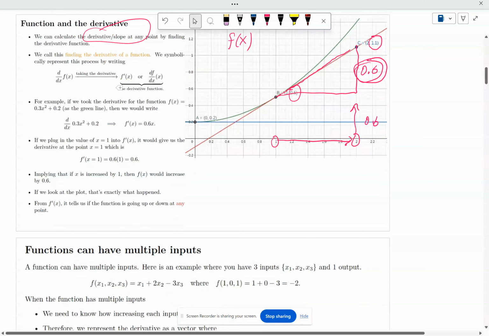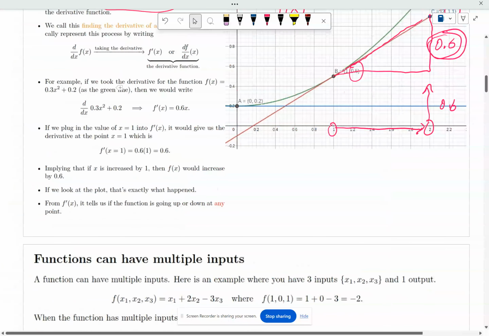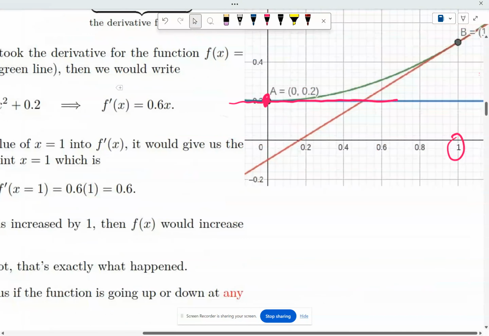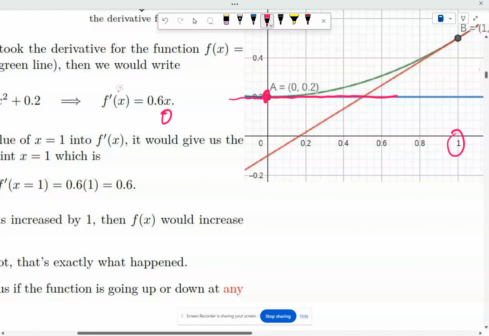Okay? So over here, notice how at this point, it's not going up or down. The derivative here is 0. So you can expect that if we plug 0 here, then we're going to get 0 slope, meaning at this point, the function is not going up or down.